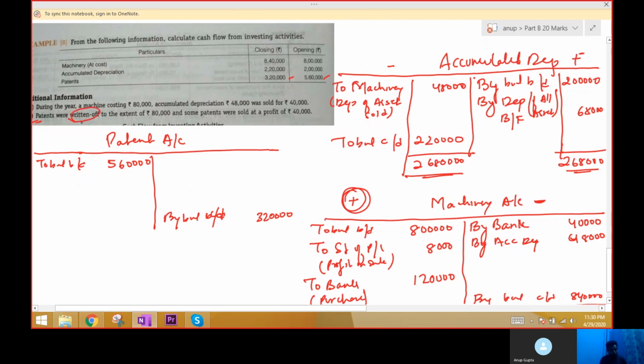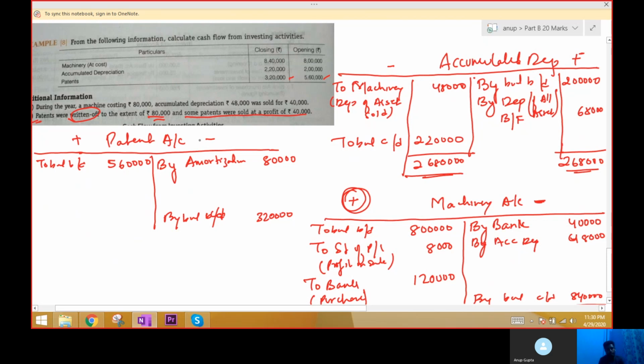Now let us read this one. Patent is written off. Written off means cancelled. Patent is an asset, so when the asset decreases, it is credited. So we will write by amortization, not depreciation, 80,000, because it is an intangible asset, and a fall in the value of an intangible asset is amortization. And some patents were sold at a profit of 40,000.